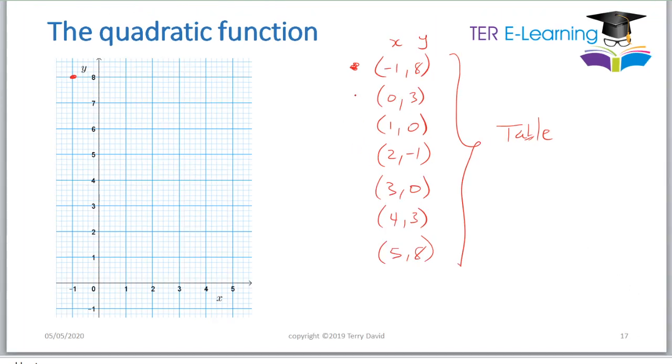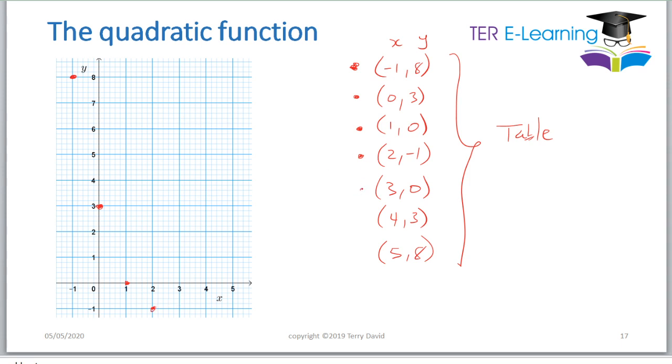The next point I'm going to plot is 0, 3, right? Now pay attention to what I'm doing here. My x value is 0 and my y value is 3. So this is my second point. Then I'm going to plot the third point, which is 1, 0. So 1, 0 is this point here. Then we're going to plot 2 minus 1. The x value is 2 and the y value is minus 1. So this is 2 minus 1.